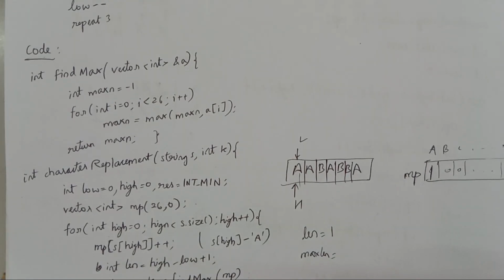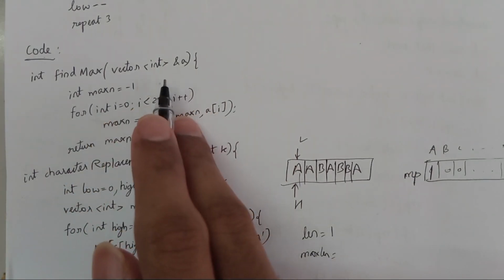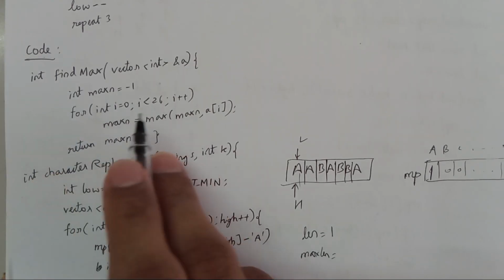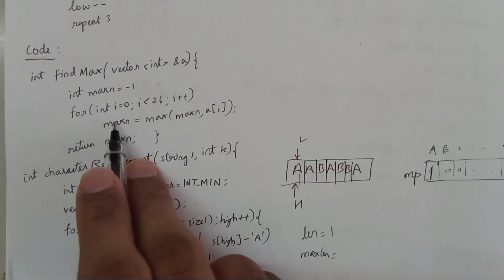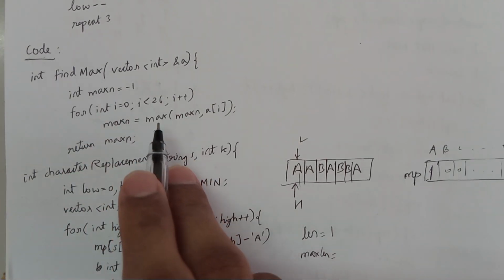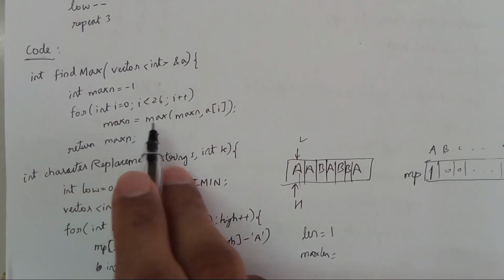Maximum length will be find max of MP. Now we call this function find max. Find max takes an array and it runs a for loop for each element in the array and checks if the current maximum is greater than the previous maximum. So it updates the maximum, and at the end we get the maximum element in the array.